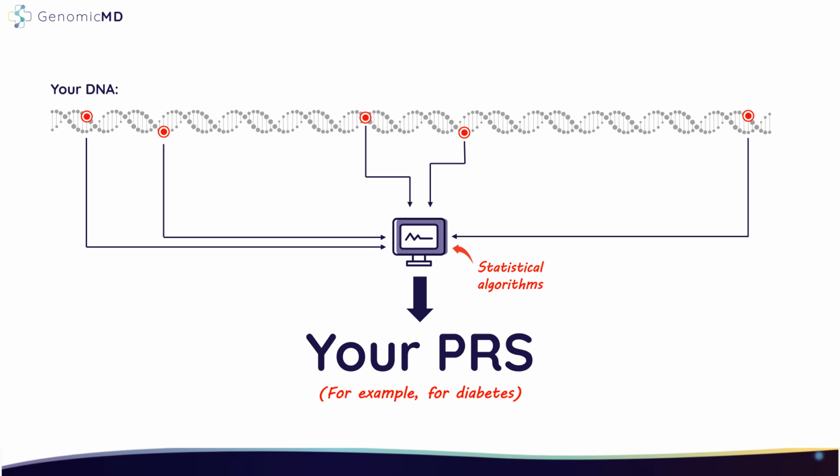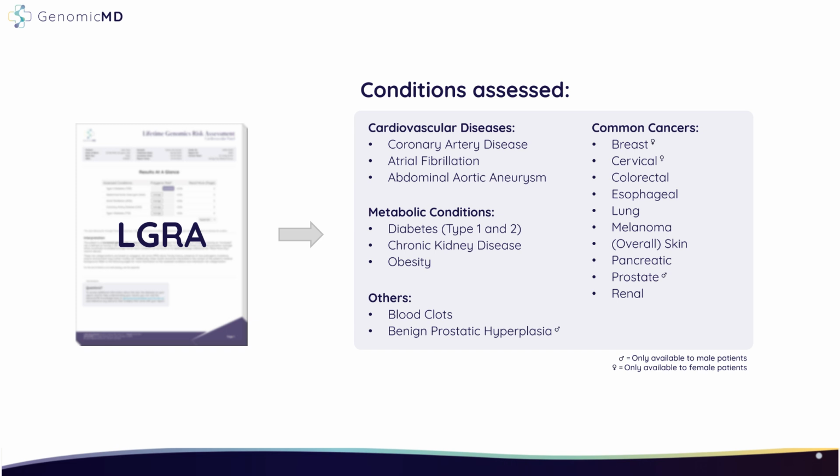So what conditions are included on the test? The LGRA can assess your risk for different cardiovascular diseases, metabolic conditions such as diabetes, common cancers such as breast, prostate, and skin cancer, as well as a few others. We're constantly evaluating new conditions to add, so if you're not seeing something specific on this list, we may be offering it in the future.